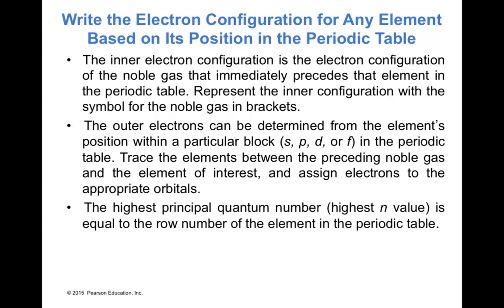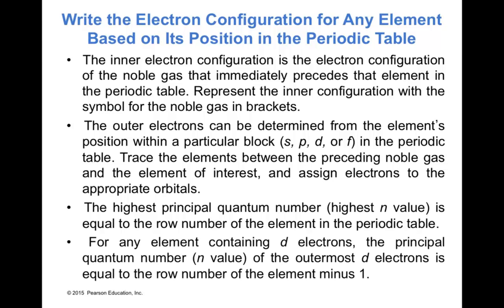The highest principal quantum number, the highest n value, is equal to the row number of the element in the periodic table. And remember that for any element containing d electrons, the principal quantum number of the outermost d electron is equal to the row number of the element minus 1. So as we are in row 4, it's going to be 4s, 3d, and then 4p. Okay, as I mentioned before.